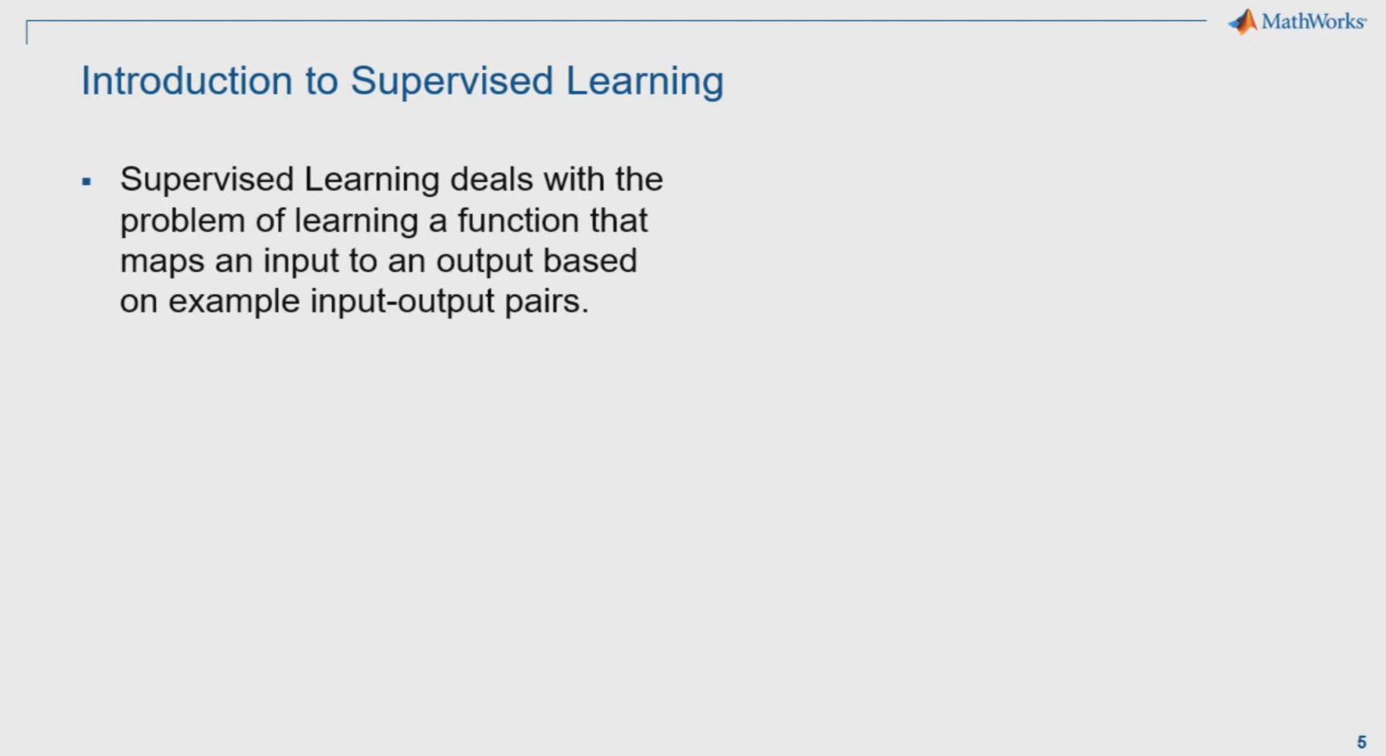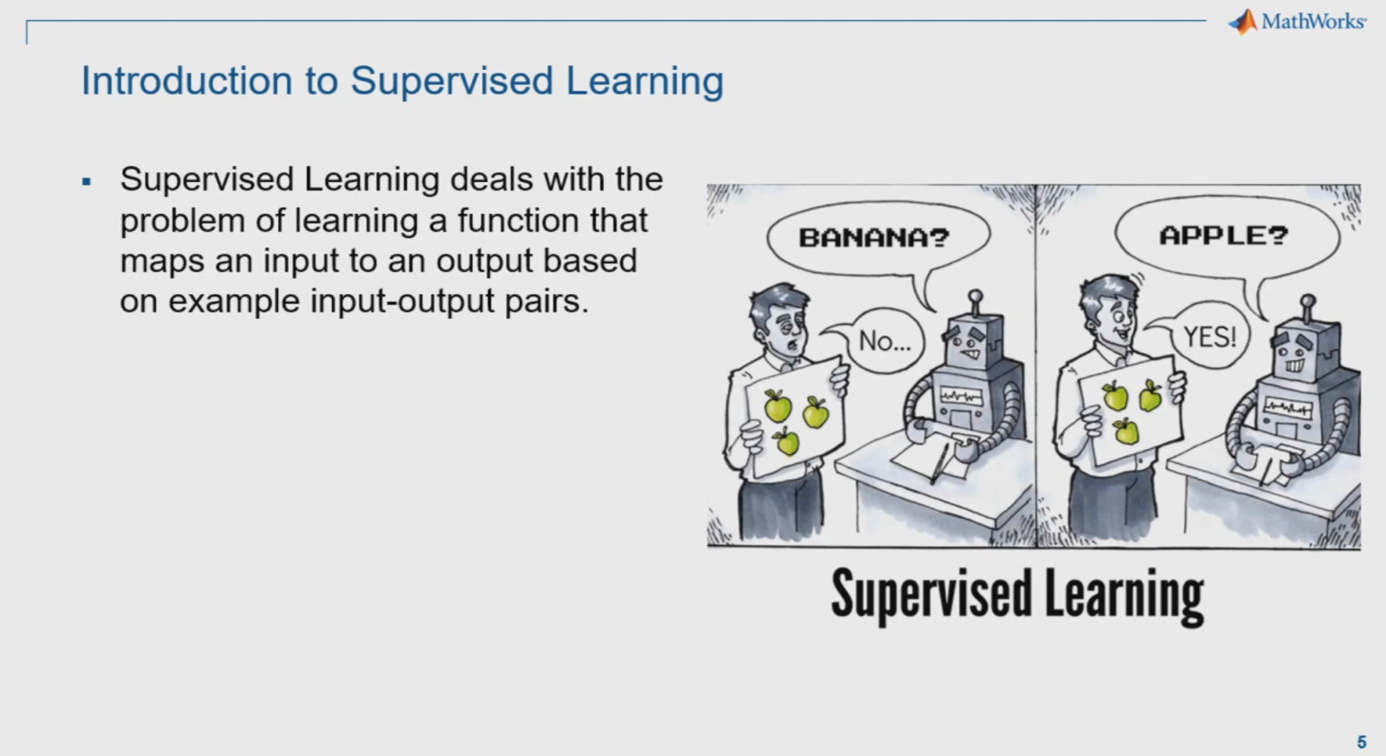So let's start with an introduction on supervised learning. Supervised learning deals with the problem of learning a function that maps an input to an output based on example input-output pairs. That means this time, if we think that our machine learning algorithm is the robot of this picture, supervised learning operates using a kind of supervision. That means we have the possibility to tell the algorithm the ground truth of the data that we want to model, that we want to predict.